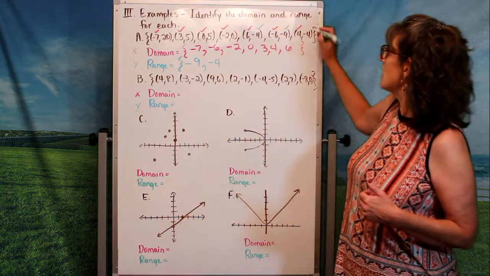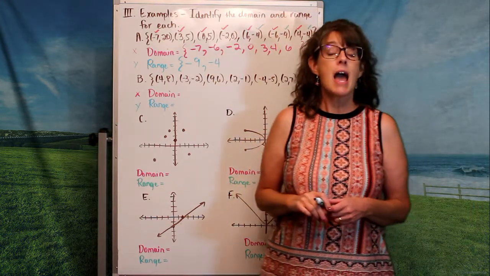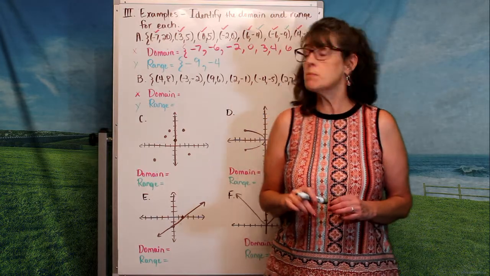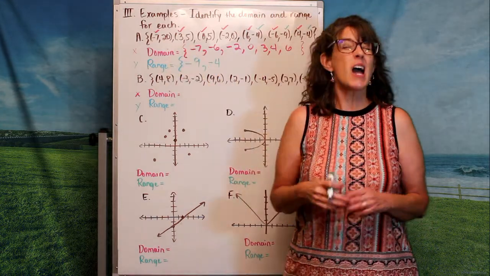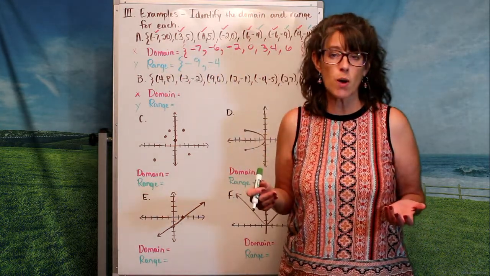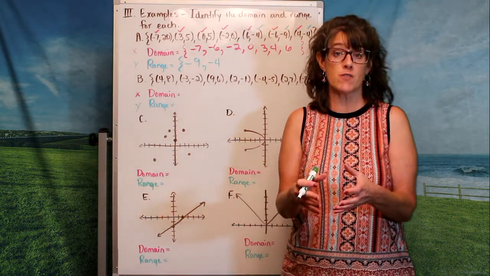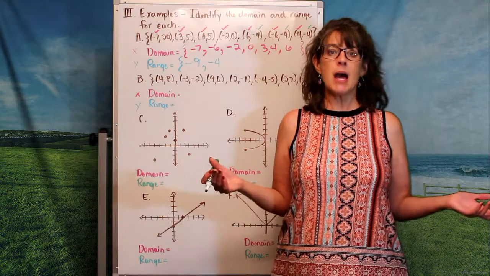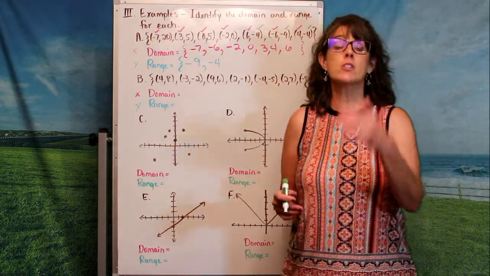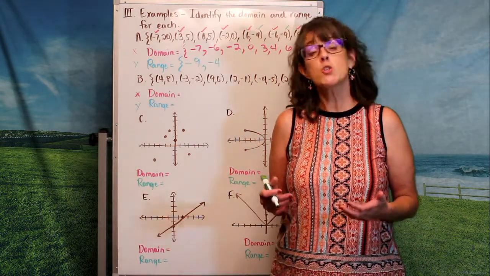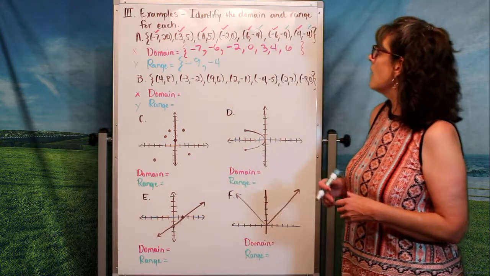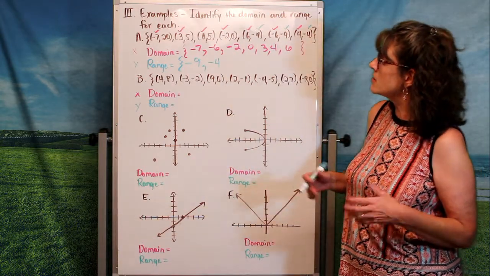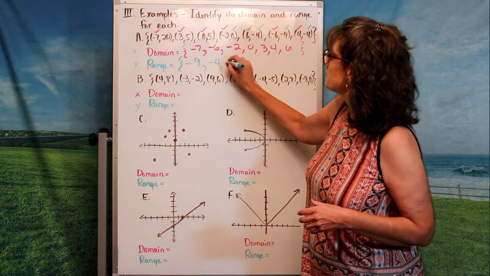Now notice the -4 occurs twice. I don't need to list it twice because when it comes to domain and range, I really don't care how many times things show up. I just care what those x values are, what those y values are. It doesn't matter to me how many times that -4 shows up, just that the -4 does show up. So I'm only going to list it once. Now in ascending order, the next highest number would be a 0.